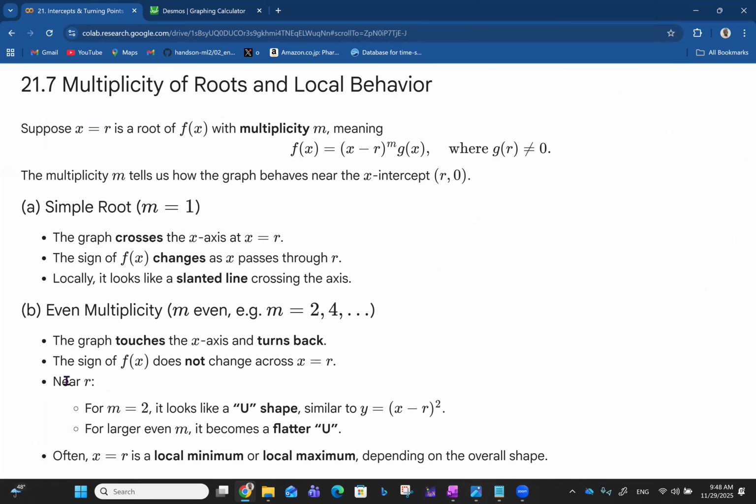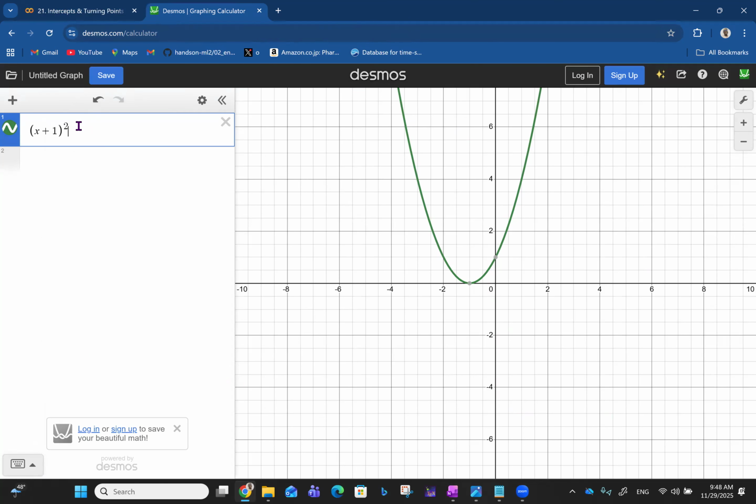We've seen that. Near r, for m equals 2, it looks like a U shape, similar to y equals x minus r squared. Okay, then for larger even m, it becomes a flatter U. As far as it is even, if you increase the power, it becomes like a bowl. This one is like a parabola. So if I make it 4 now, it becomes like a flatter bowl. Make it 6, it's flatter again. Make it 8, it's even flatter. Okay, maybe we don't see it better this way.